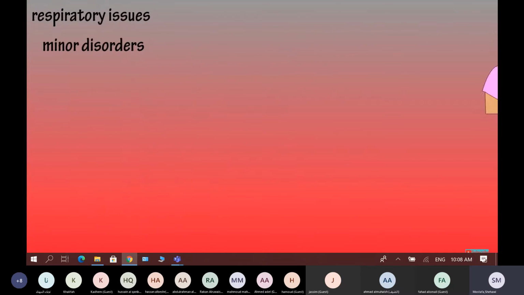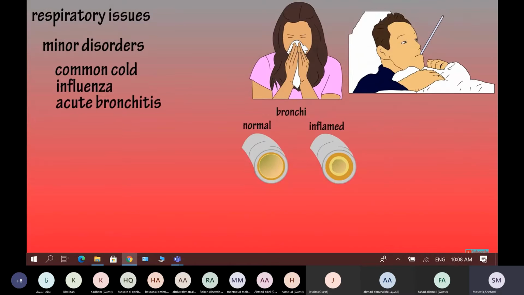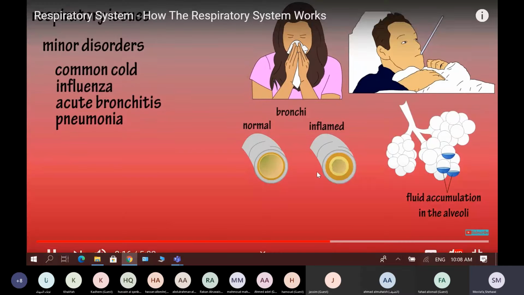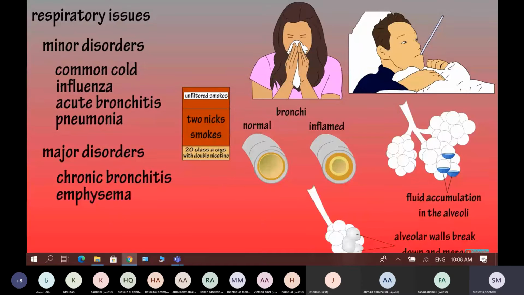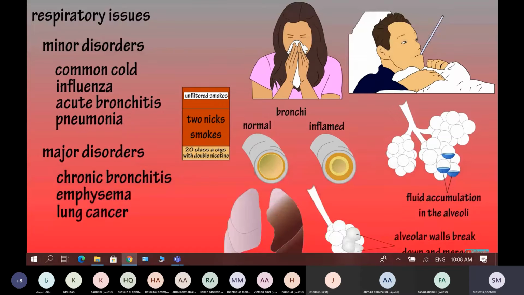Some minor respiratory disorders include the common cold, influenza, acute bronchitis, which is inflammation of the bronchi, and pneumonia, which is inflammation of the bronchioles and alveoli. Some of the more damaging disorders include chronic bronchitis, where the bronchi become inflamed and narrowed, mainly caused by tobacco smoke, emphysema, where the alveoli become overstretched. We don't need to know all of this, these are just names of some diseases that infect your respiratory system. And lung cancer, which in almost 9 out of 10 cases is caused by tobacco smoke.